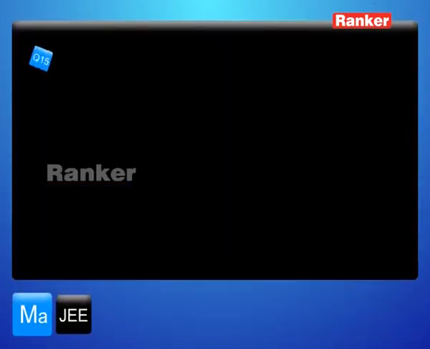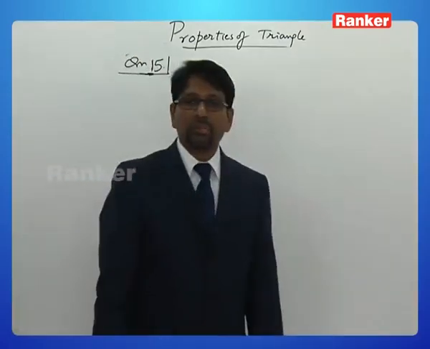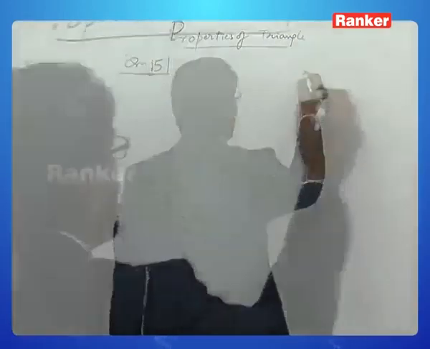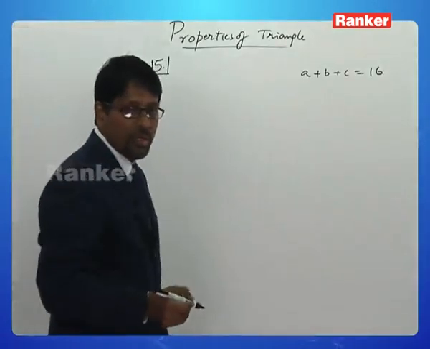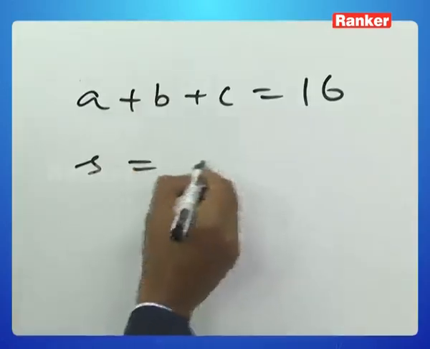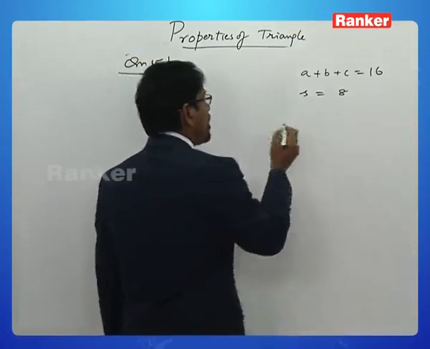Question number 15. The perimeter of a triangle is 16 centimeters. One of the sides is of length 6 centimeters. If the area of the triangle is 12 square centimeters, then the triangle is, first option, right angle triangle. Second option, isosceles. Third option, equilateral. Fourth option, scalene. The perimeter of the triangle is 16, so a plus b plus c is 16. So s will be 8. Yes, the semi-perimeter will be half of the perimeter, so that is 8.